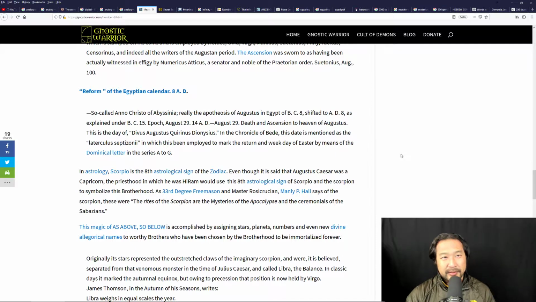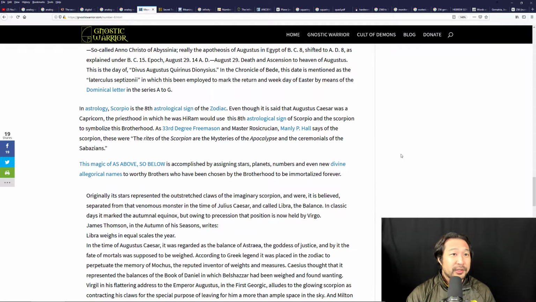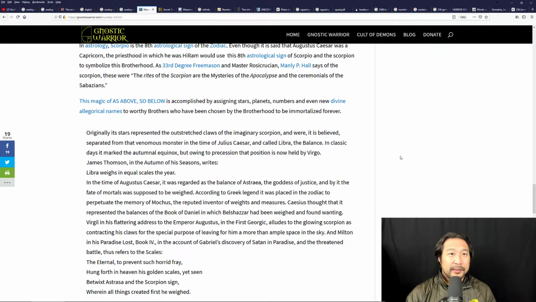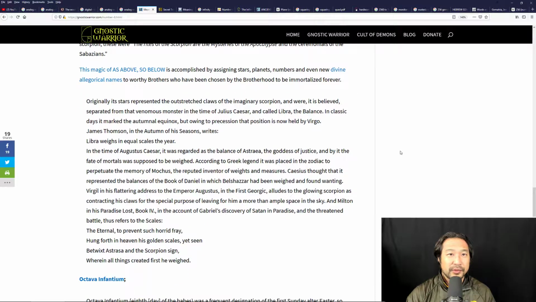So, a little bit more. In astrology, Scorpio is the 8th astrological sign of the zodiac. Here's something from the 33rd degree Freemason and Rosicrucian Manly P. Hall, who says of the Scorpion, the rites of the Scorpion are the mysteries of the apocalypse and the ceremonials of the Sabaeans. The magic of as above, so below is accomplished by assigning stars, planets, numbers, and even new divine allegorical names to worthy brothers who are chosen by the Brotherhood to be immortalized forever.